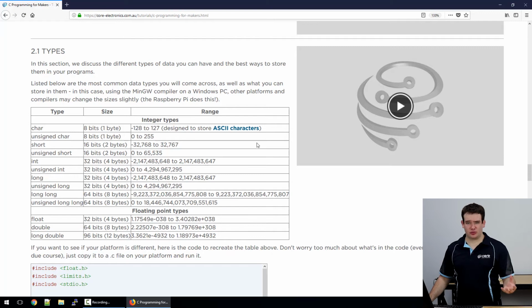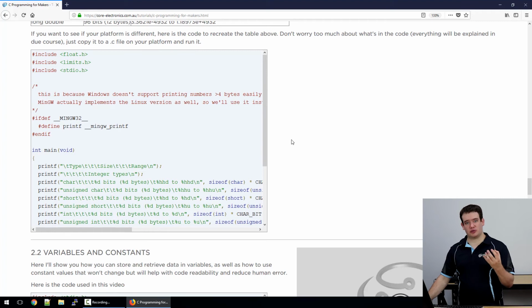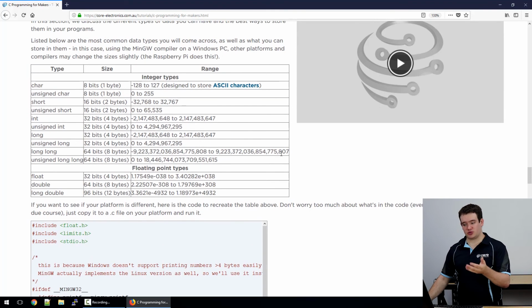I say float and double can have those sizes in this case because in some circumstances, depending on your platform and compiler, the size of data types can change. For instance, on the Raspberry Pi with the GCC compiler, the long double is actually 64 bits, just like the double. Now, if you want to see what sizes are available on your platform, at the bottom of the section, I've written some code that you should be able to copy and paste into a C file, and when you run it, it will give you the same table as what I've created above.